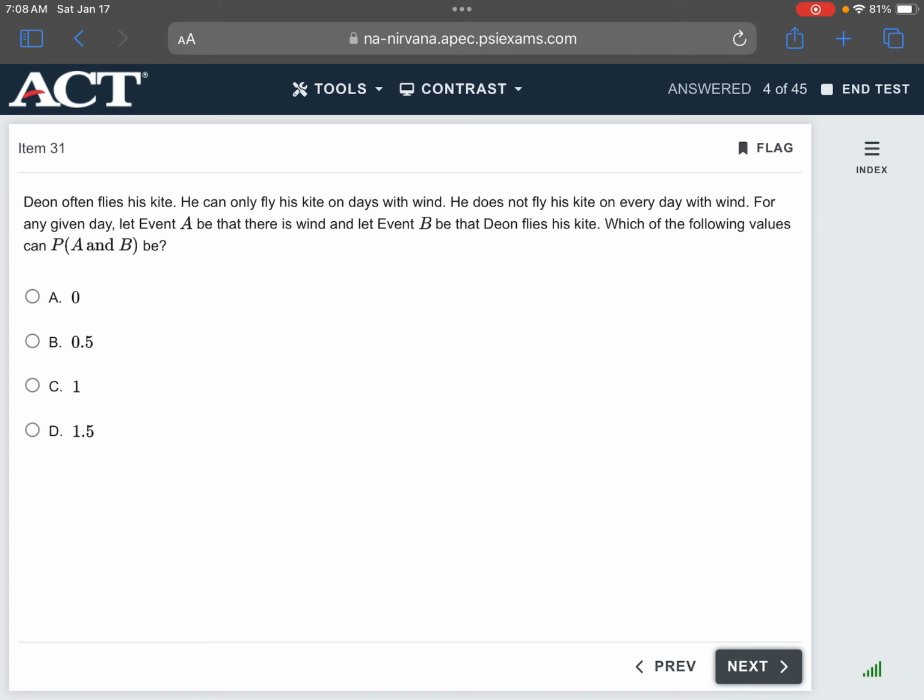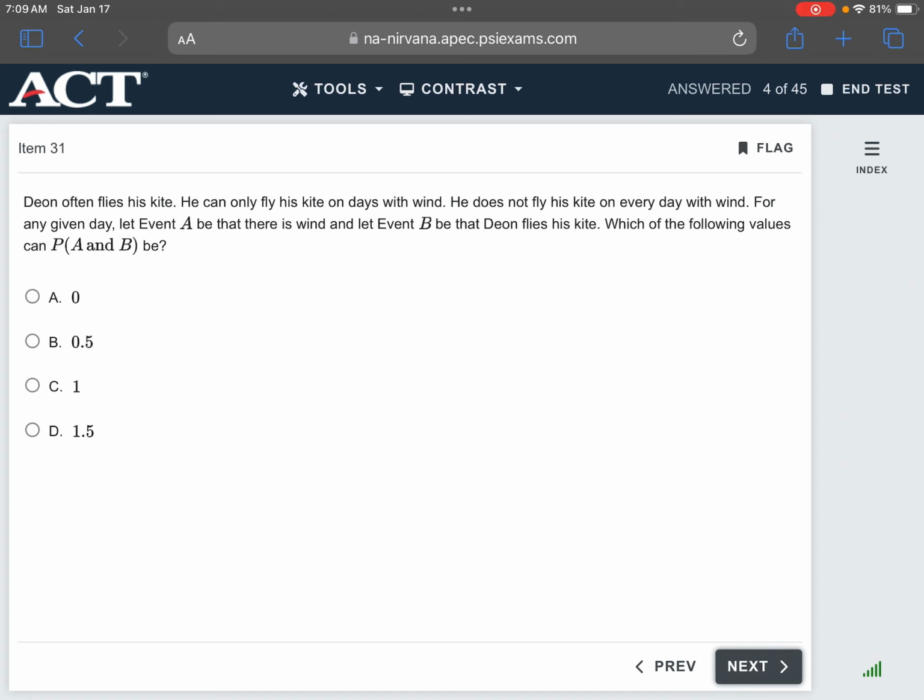If we go down to choice D, it says 1.5 or 150%. We can't have over 100% chance for probability. The two extremes which are on here is 0 not happening, 1 happening for sure. So you can't go above 1. Like you can't say, oh, it's happening for sure, or something dumb like that. So probability can only be values between 0 and 1. So that gets rid of choice D.